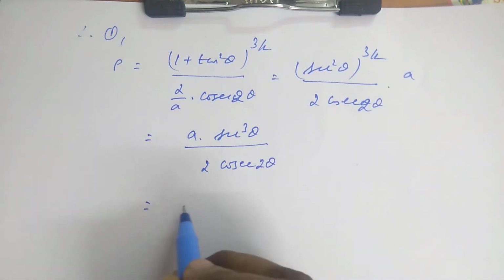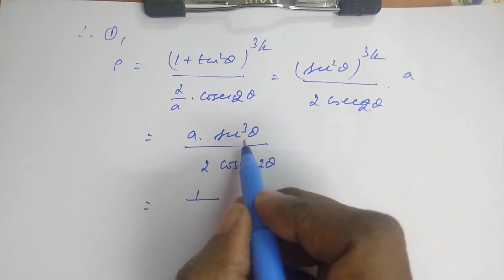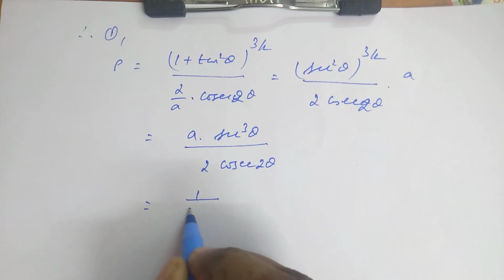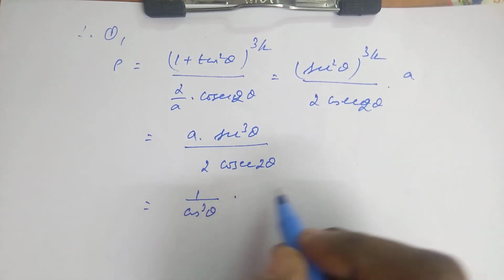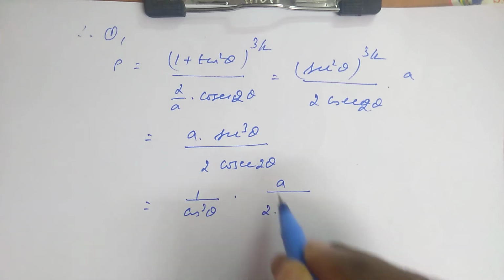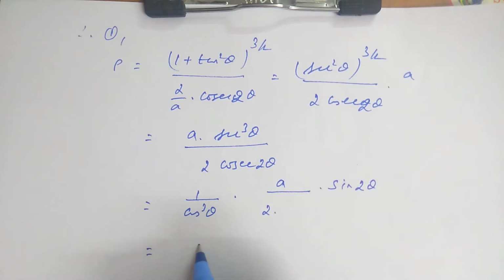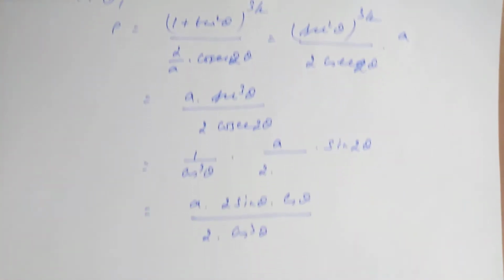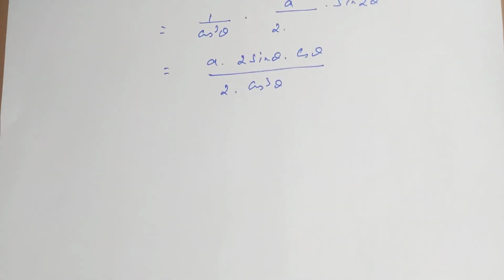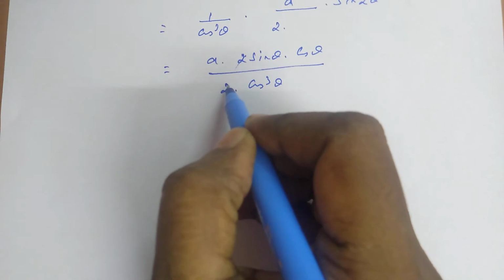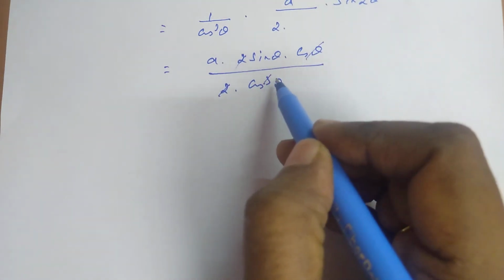So that is equal to, 1 by secant theta can be written as 1 by cos theta. So that is equal to 1 by cos cube theta into a by 2 into cosecant 2 theta, which can be written as 1 by sin 2 theta, that is, sin 2 theta. So that is equal to a into sin 2 theta, which can be written as 2 sin theta into cos theta, divided by 2 into cos cube theta. So now we can cancel the 2 and cos theta. We cancel the 2 here and cos theta, and this will become cos square.